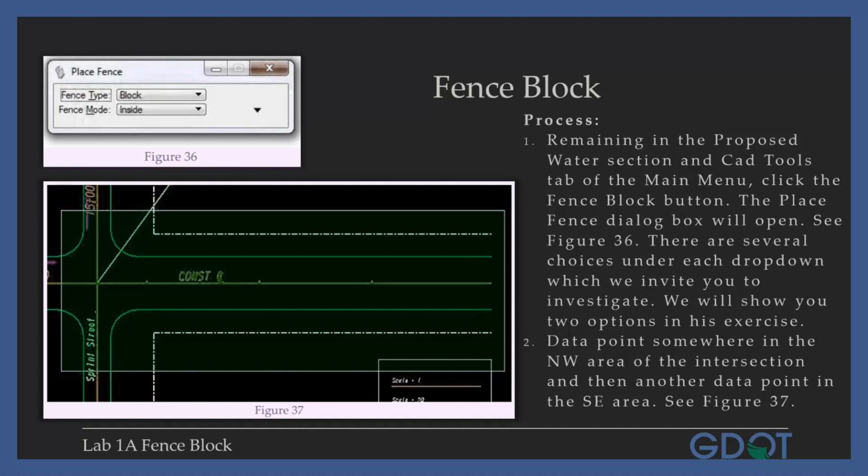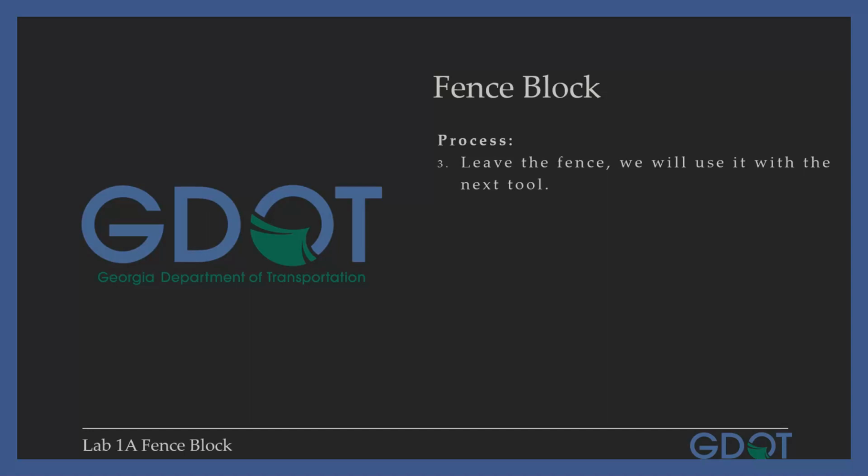Data point somewhere in the northwest quadrant of the intersection, and then another data point in the southeast quadrant of the intersection, as depicted in Figure 37. The fence should be left in place for use with the next tool.